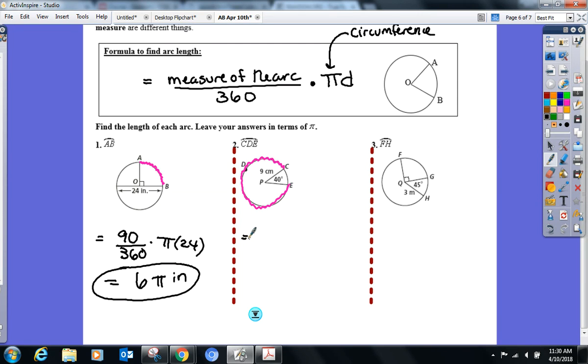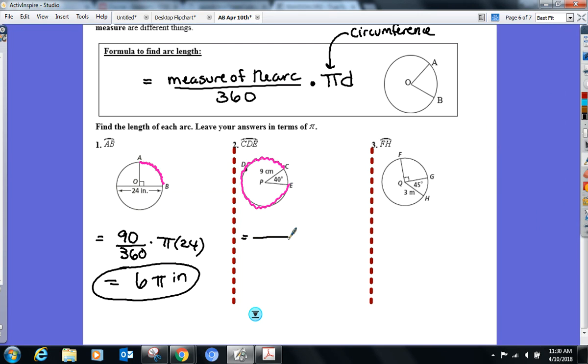Number 14. Be careful. What is the measure of CDE in degrees? But I don't want to put 40 here because that's not the measure of the arc I'm looking for. This is 40 degrees right here from C to E.